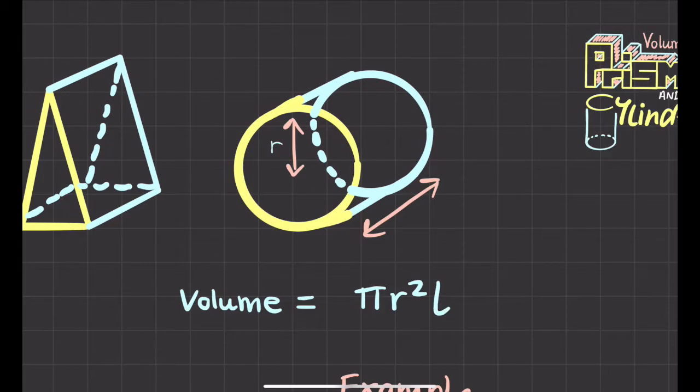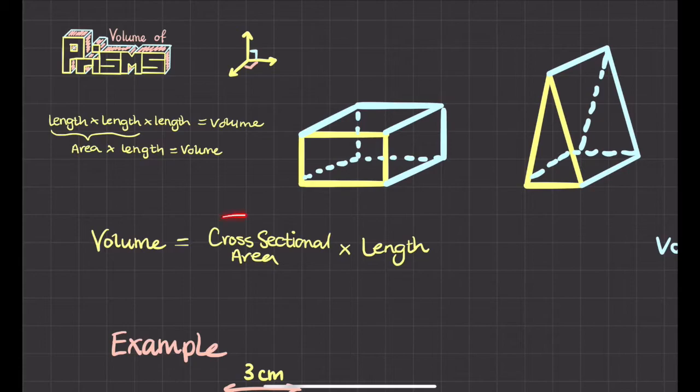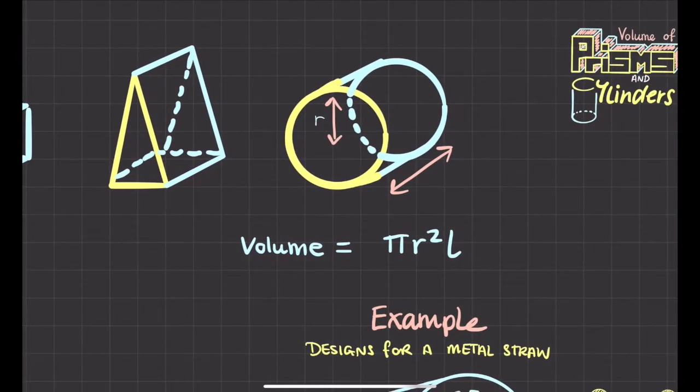Okay, so you might say something like that, maybe in a different order, maybe L pi r squared, or pi r squared times L. Okay, so this is the volume for a cylinder. It's exactly the same as this. Exactly the same. Cross-sectional area multiplied by a length. So I've just called it L for length.